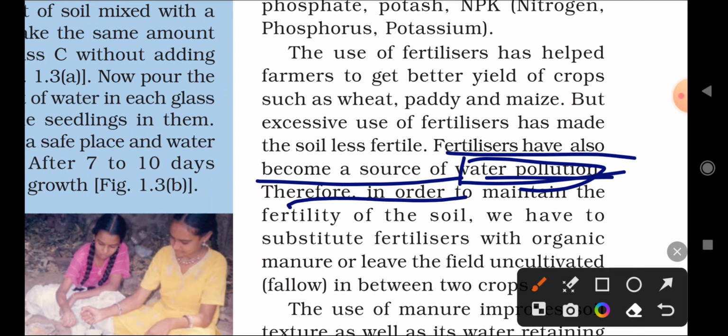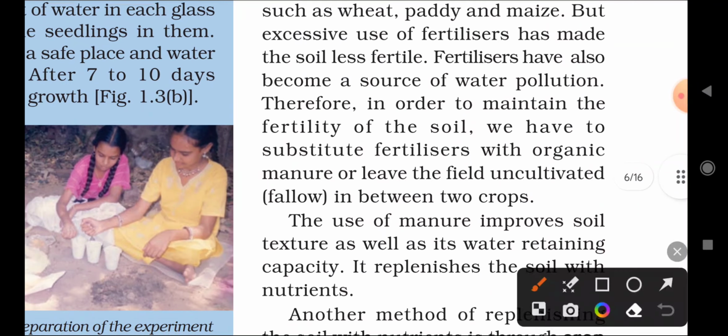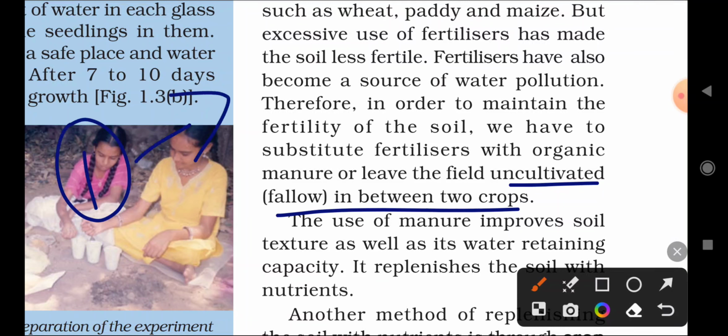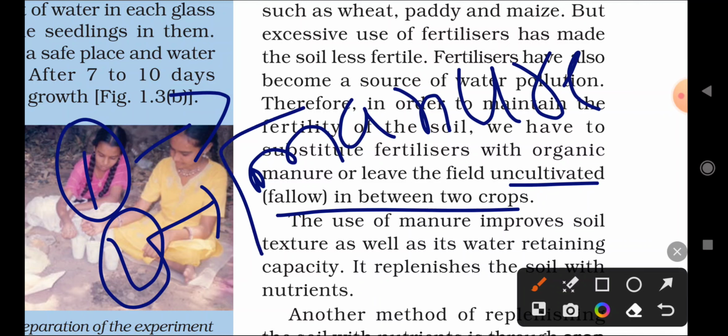Therefore, in order to maintain the fertility of the soil, we have to substitute fertilizers with organic manure, or leave the field uncultivated in between two crops. So the best method is to not use the fertilizers. You can use a little bit, but we cannot use them continuously. Instead we can use organic manure. That is the best method to reduce the usage of fertilizers.